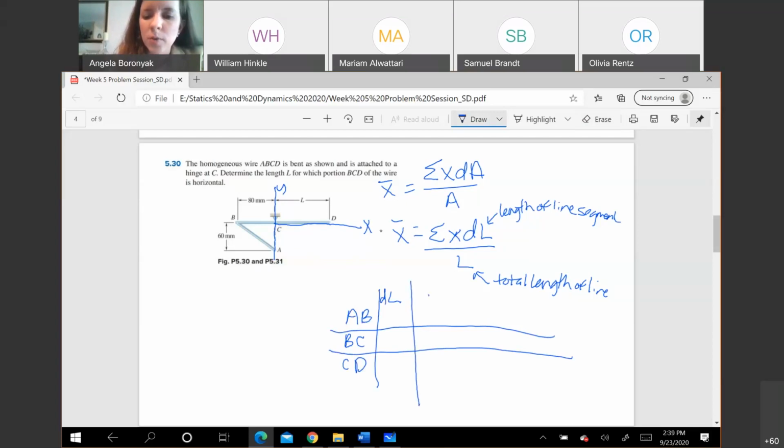I want to know what its X center point is, what its Y center point is. And then if I multiply X dl, that can get me the sum of these, as we'll see. So for AB, that's from A to B here. What is my delta L? Or how do I find that delta L length?